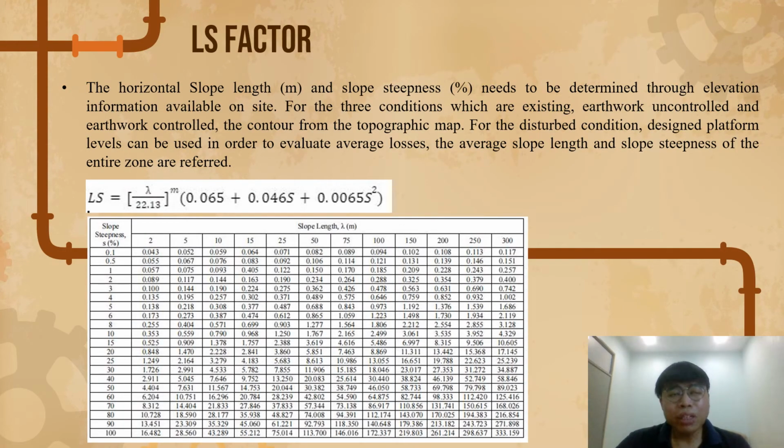To get the LS factor, the horizontal slope length and the slope steepness need to be determined through the elevation information available on the site. There are three conditions, which are existing, earthwork uncontrolled, and earthwork controlled, from the topography map. So there are different values. We refer to the table for the slope steepness and also the slope length. If we cannot find it inside the table, we use this formula to get the LS factor.